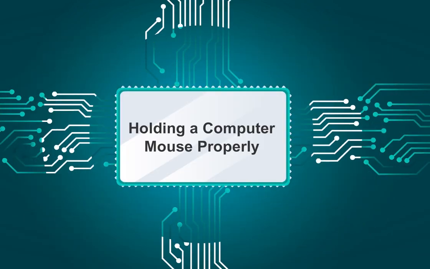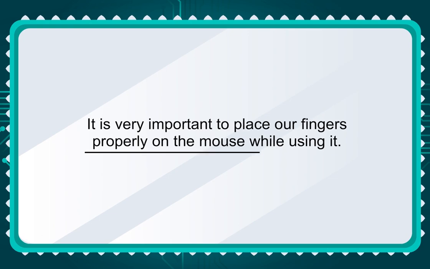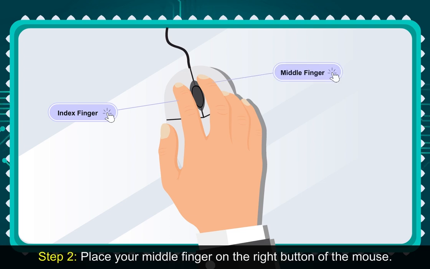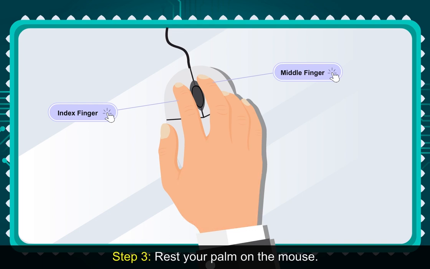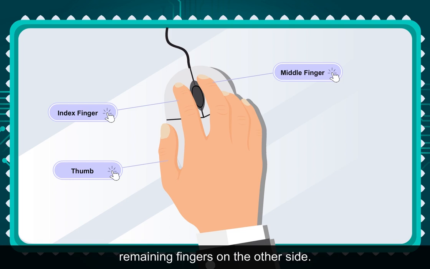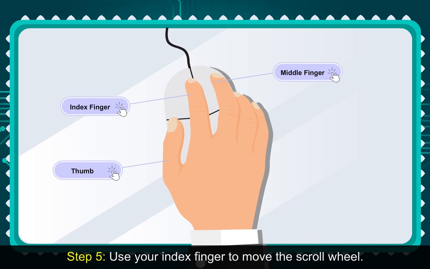Holding a computer mouse properly. It is very important to place our fingers properly on the mouse while using it. Step 1. Place your index finger on the left button of the mouse. Step 2. Place your middle finger on the right button of the mouse. Step 3. Rest your palm on the mouse. Step 4. Hold the mouse with your thumb on one side and your remaining fingers on the other side. Step 5. Use your index finger to move the scroll wheel.